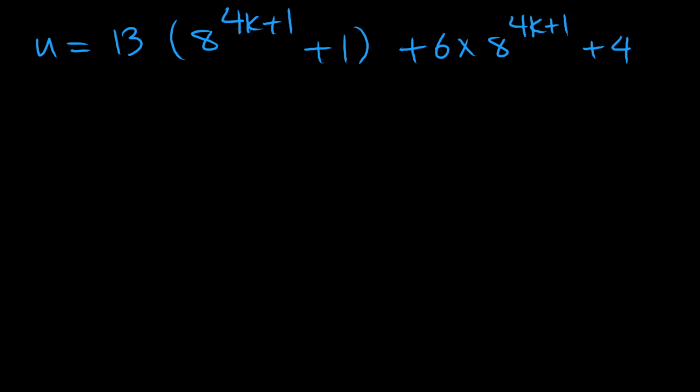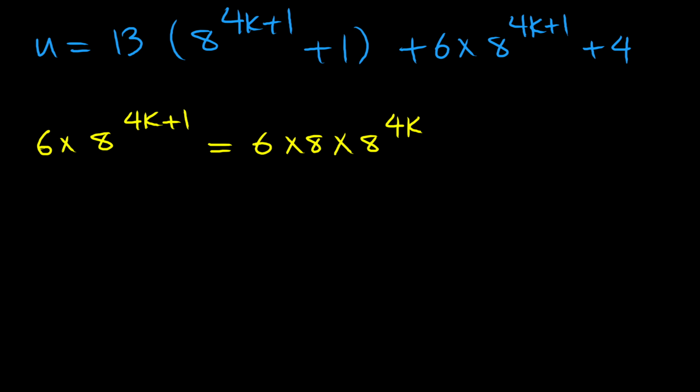And at this point, let's talk about 6 times 8 to the power of 4k plus 1. So 6 times 8 to the power of 4k plus 1 can be written as 6 times 8 times 8 to the power of 4k. So 6 times 8 is 48. And 8 to the power of 4k is just the same thing as 64 to the power of 2k.